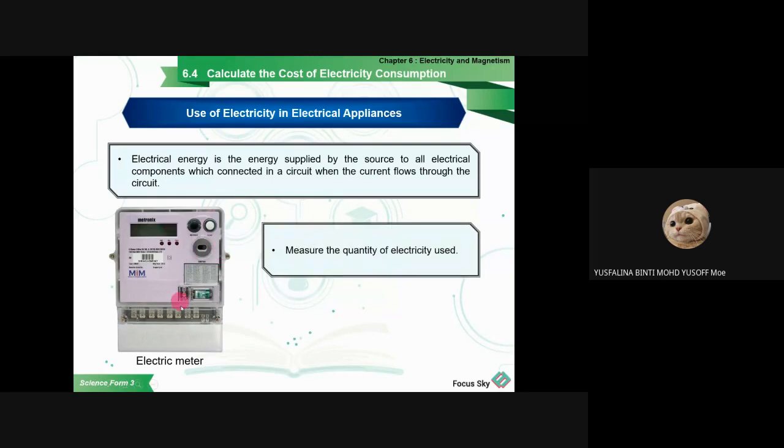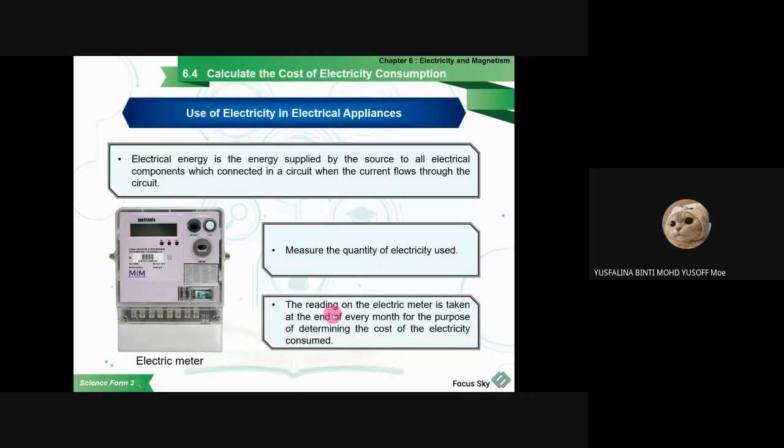This one I think you already know. This is the electric meter. What is the function? It is to measure the quantity of electricity used. The reading of the electric meter is taken at the end of every month for the purpose of determining the cost of electricity consumed. Usually the unit is kilowatt hour. So for 1 hour, how much electrical energy do you use, but this one they use in kilowatt.